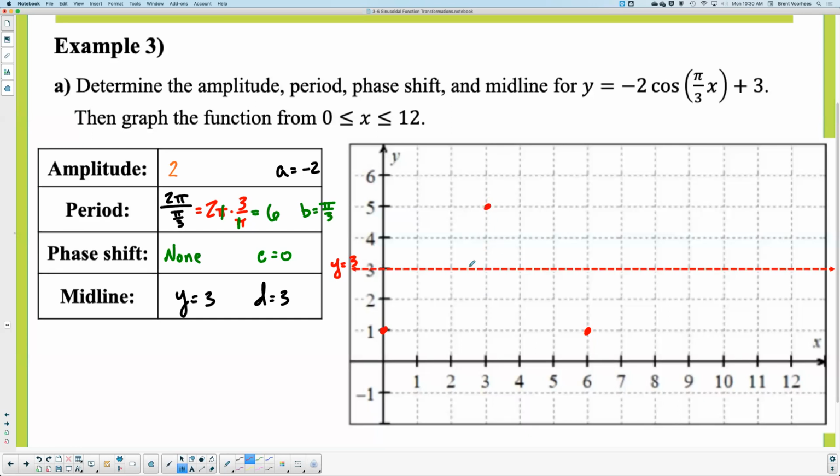Okay. Its zeros would be in between. What's in between 0 and 3? 1.5. So at 1.5, we should have a 0 there. 3 plus 1.5 is 4.5. Those are our key values. And we could go ahead and plot these out the rest of the way. So every 1.5, you have another key point. 1.5, another key point. 1.5, another key point. And so on. Now we'll connect those dots.